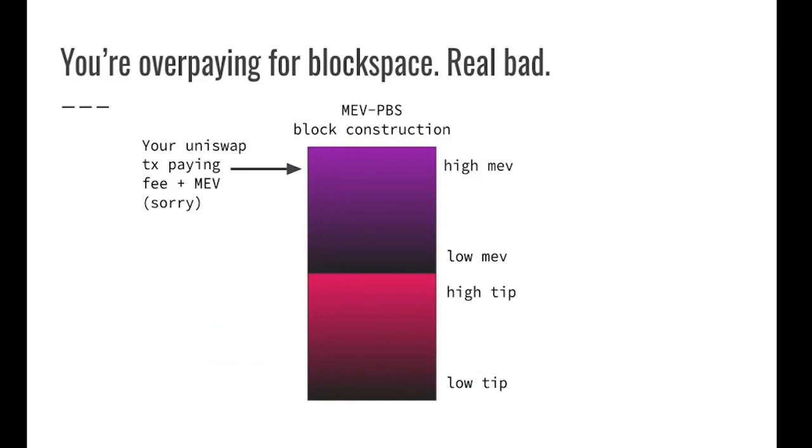You don't need to be right at the top of the block. You want to be somewhere in the middle. You don't need to be paying a tip if you're also paying MEV because the searcher pays the tip for you. So MEVWallet helps you adjust where in the block your transaction falls and how much you pay for it. And it does this by preventing you from paying any tip at all. And you just pay MEV instead.